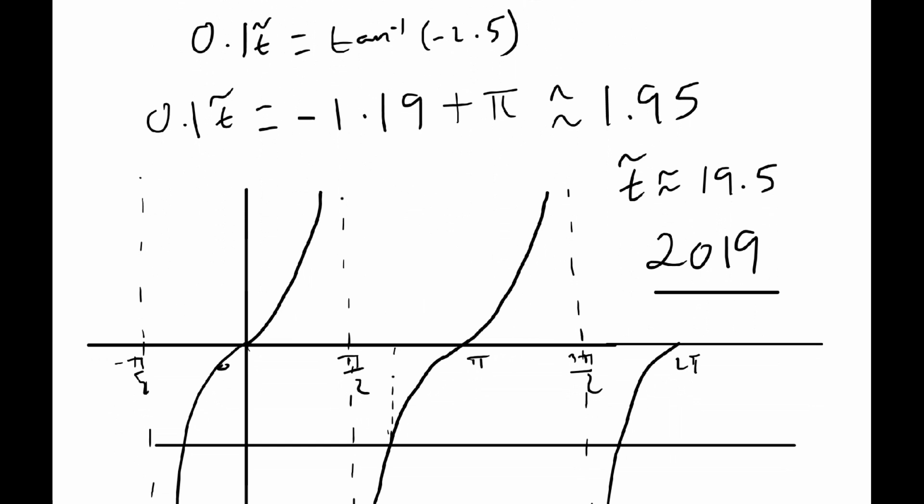We take inverse tan, or arctan, of both sides, and you get 0.1 t tilde is roughly minus 1.19 plus pi, because obviously we're looking for a time in the future. So we need the solution which is to the right of pi over 2. That gives you approximately 1.95. Now, the actual value I'll get on the screen.